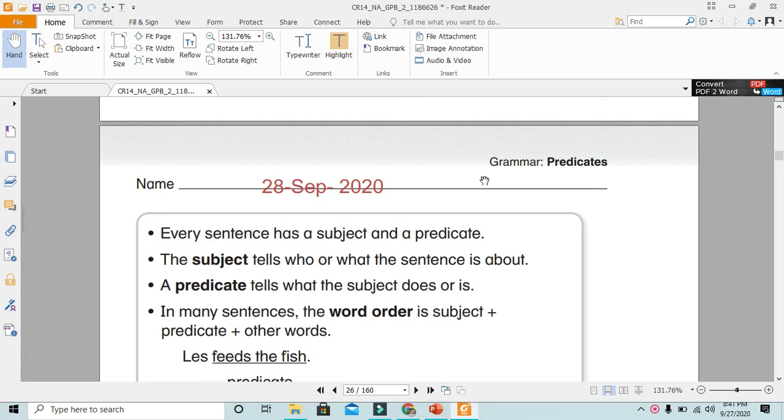Last week we learned about the subject. And you learned that the subject is telling who the sentence is about, and it comes in the beginning of the sentence. Today we are going to learn about predicates. Predicates are related to subject. Predicates simply means what the subject does in the sentence.